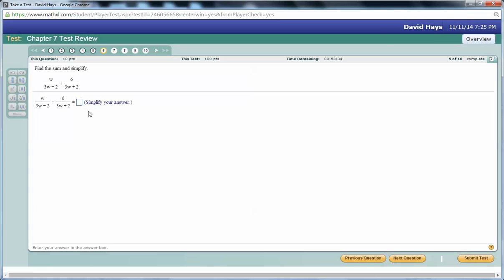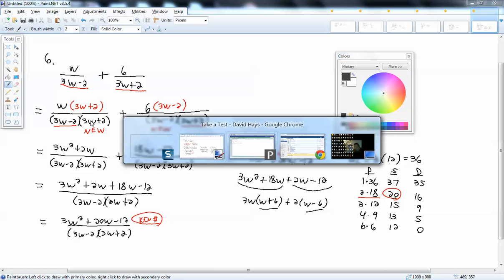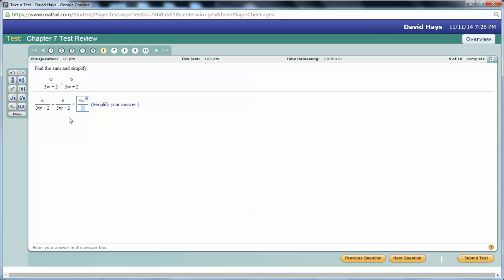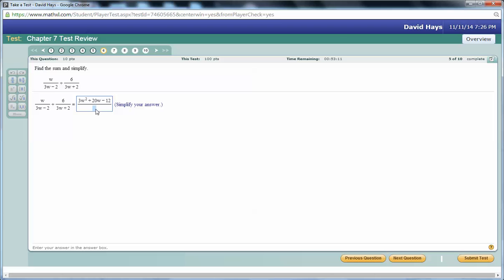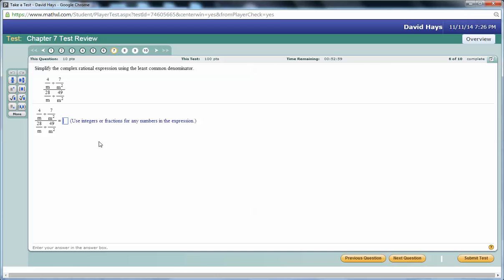Okay, so let's type that in. So we got 3w squared plus 20w, plus, was it plus or minus 12? Minus 12, I think. Okay, minus 12. Then down here, I'll have 3w minus 2 and 3w plus 2. And let's go to the next question. It'll be interesting to see if I get 100 on this one.